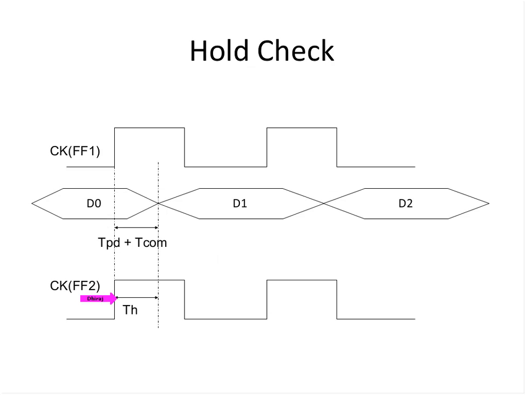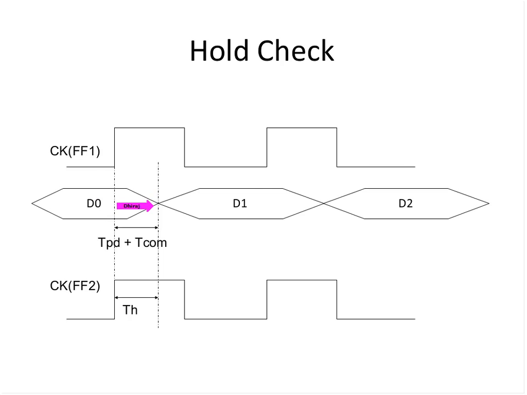I'll repeat, it's very important to understand that FF1 launches data D1, the old data was D0, D0 transitions into D1, but the constraint here is that data for FF2 should not change within this window, within the TH window. So TPD plus TCOM should be greater than TH. This check makes sure that the old data D0 is captured properly by FF2. The setup check will make sure that data is set up before the clock properly. The hold check will make sure that data is held for some time. D0 is held for at least TH time before it could transition into D1.